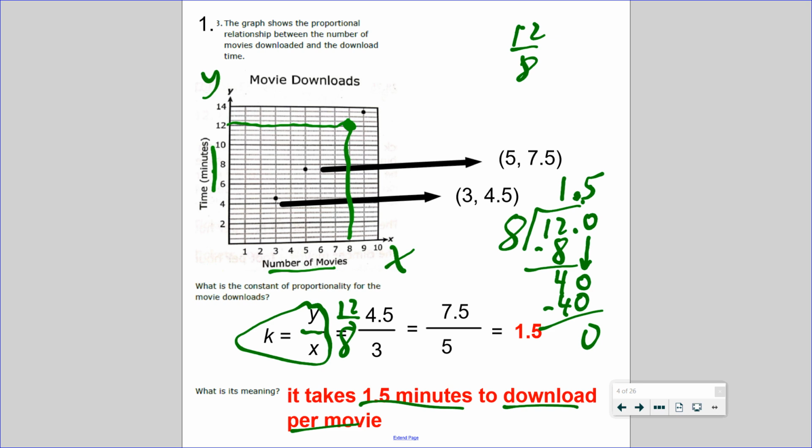So do I have to use this point? What if I chose this one? I could have done 4.5 divided by 3, or 7.5 divided by 5. So constant proportionality means y divided by x.